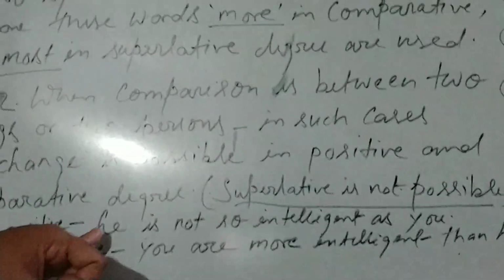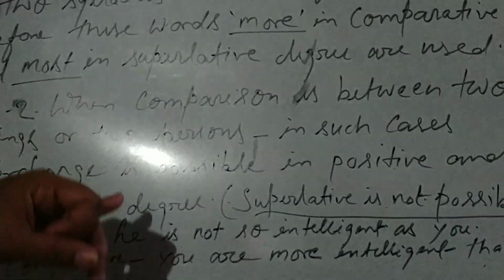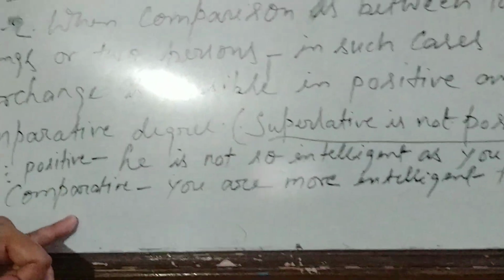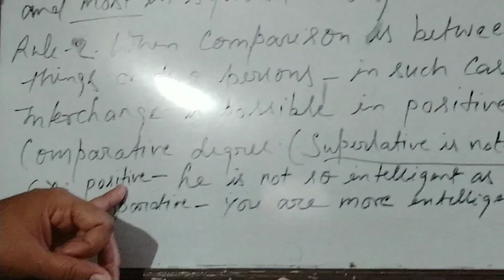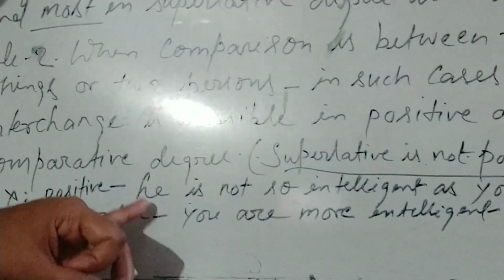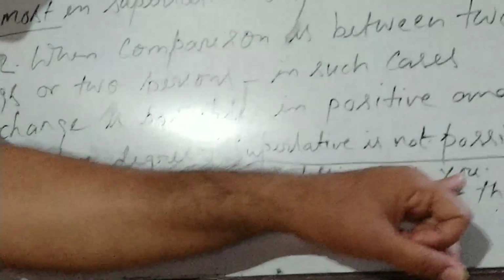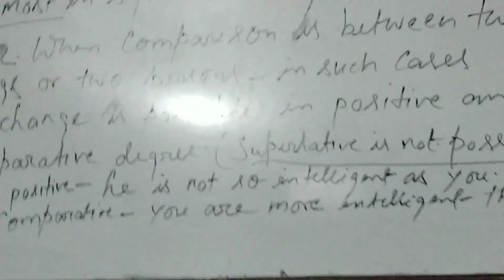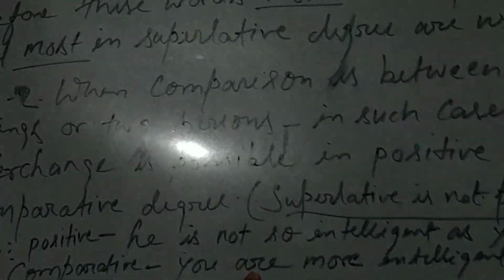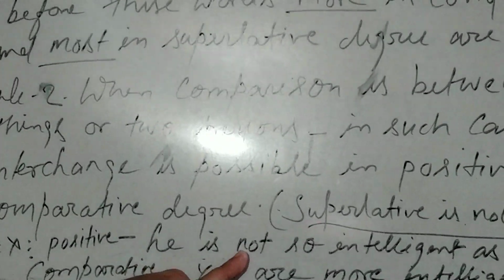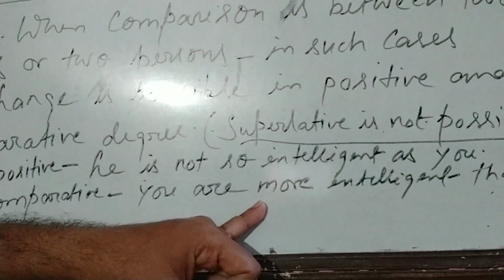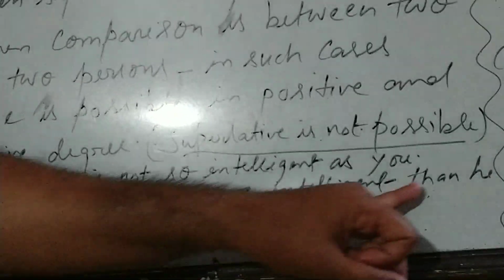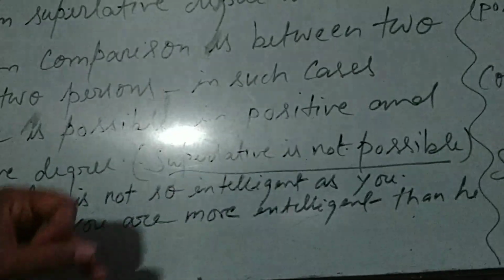So first of all, I told you in my last video that when we change from positive degree to comparative and comparative to positive, first of all we have to replace subject with object and object with subject. So "you" is the object here, so "you" comes in the beginning, like "you are". The sentence is negative, so we have to make it affirmative. So, "You are more intelligent than he." "He" comes at the end.